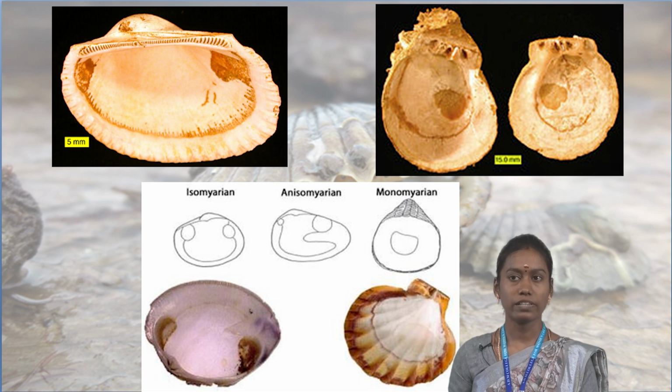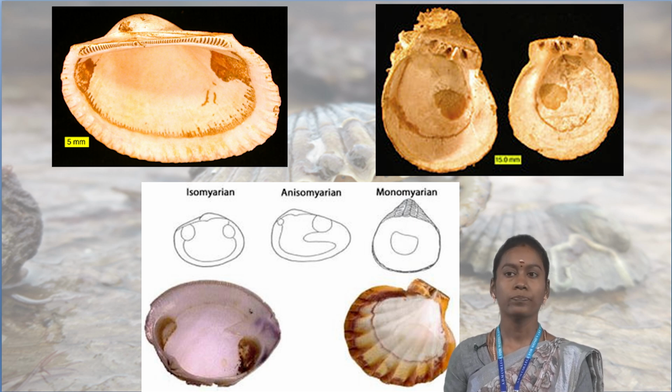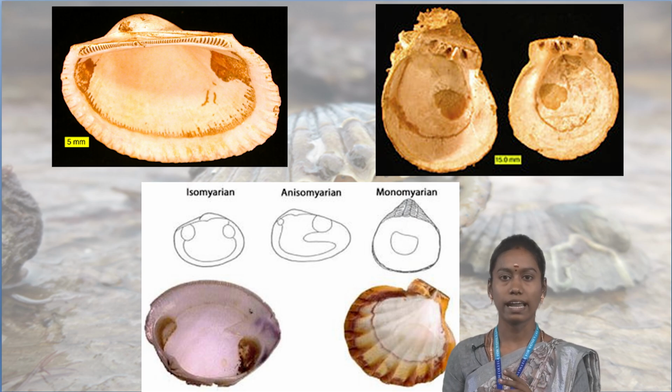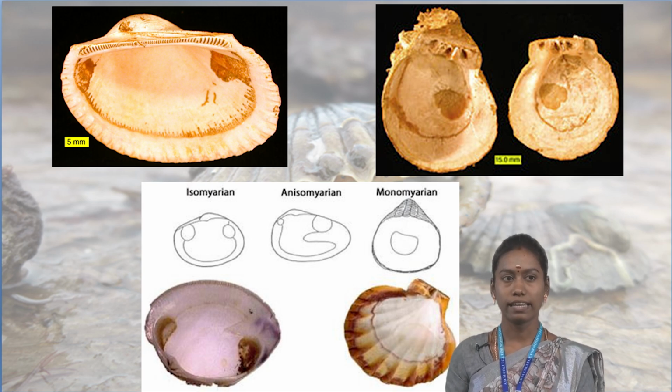In this picture, you can see an anisomyarian. The adductor impression on the posterior side is much larger than on the anterior side, because the anterior adductor impression is very small when compared to the posterior. So isomyarian and anisomyarian are the types that come under the dimyarian. Then in the last picture you can see monomyarian, because only one large adductor impression is present at the center of the wall, internally only.